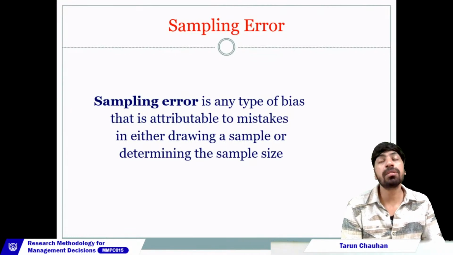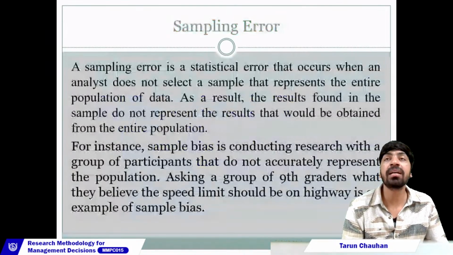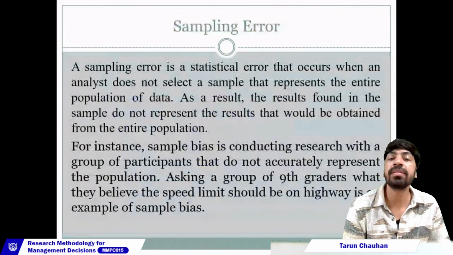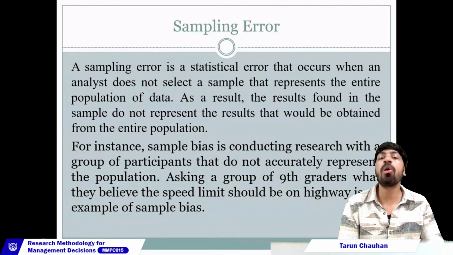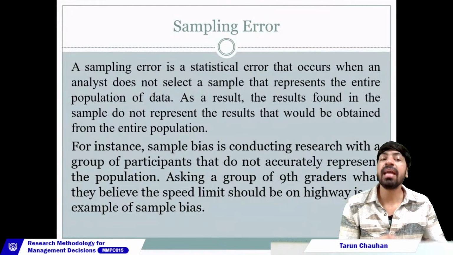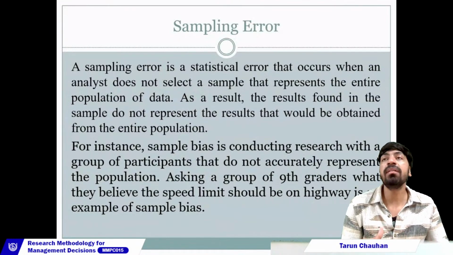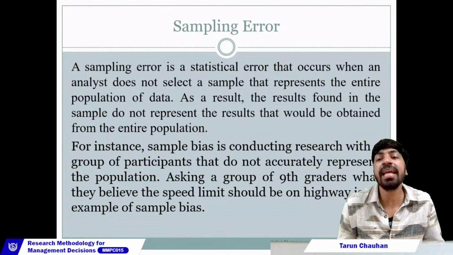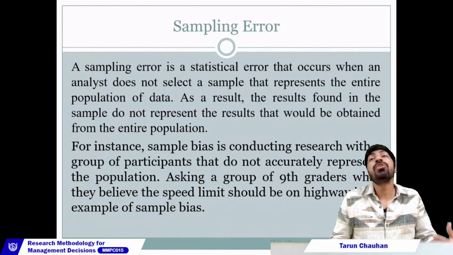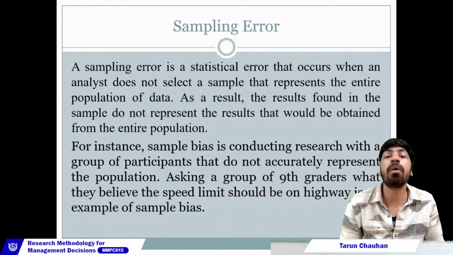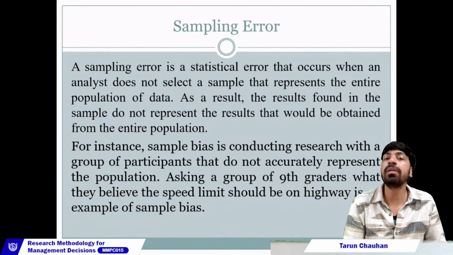Sampling error is also called the statistical error. It occurs when a particular analyst or researcher does not select a sample that represents the entire population of the data. That's called the sampling error or a statistical error. As a result, whatever the finding is, it does not represent the exact outcome or exact meaningful evidence which needs to be obtained from the entire population, and that's called sampling error.